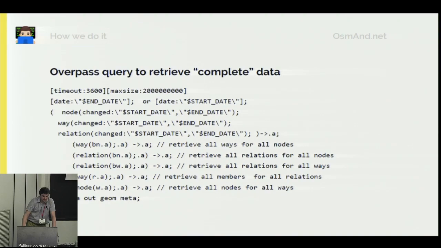So what it does, it scans what node weights and relationships were changed in the period, then it tries to retrieve all nodes for existing relations and all relations for existing nodes. Shortly saying, it goes from bottom up, and then once it has retrieved all relations, it goes from relation from top to bottom.